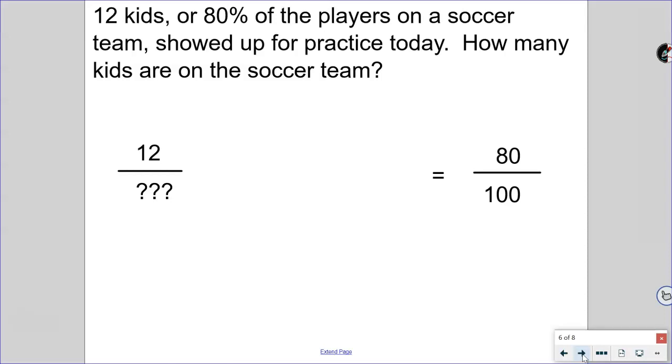And what we want to find out is, how many kids are on the soccer team so that 12 of them would be equal to 80%. So go ahead and pause this and give it a shot. And once you think you've got it, go ahead and resume and we'll talk about it.